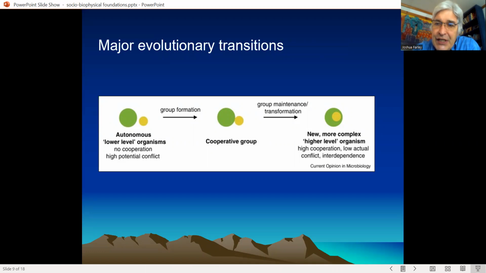And the idea, shown in this figure, is that we have lower level organisms that don't cooperate, with a high potential for conflict, but they can begin to cooperate as a group and eventually transform into a mutually dependent single system, a more complex, higher level organism, where the individual components cannot survive on their own. A classic example of this is that the first forms of life to evolve on our planet were prokaryotes and archaeans. These were single-celled organisms with no nucleus, and they began to cooperate in ways and eventually merged to become the eukaryote, or the complex cell with a nucleus.